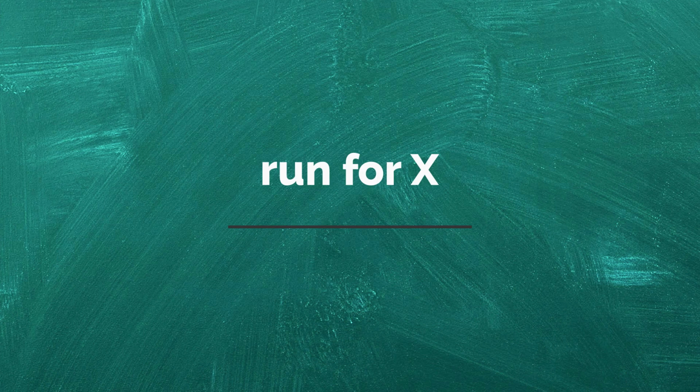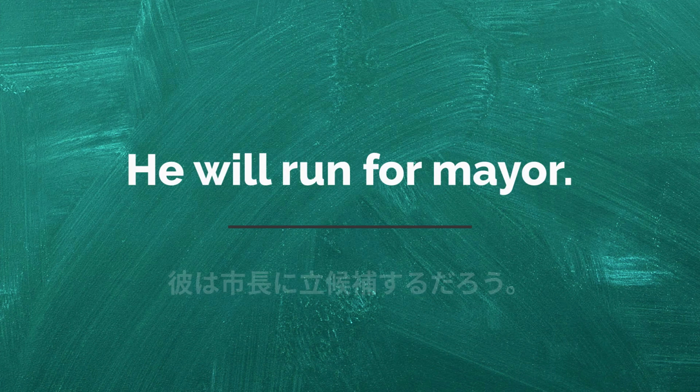Run for X. X に立候補する。 Run for X. He will run for mayor. 彼は市長に立候補するだろう。 He will run for mayor.